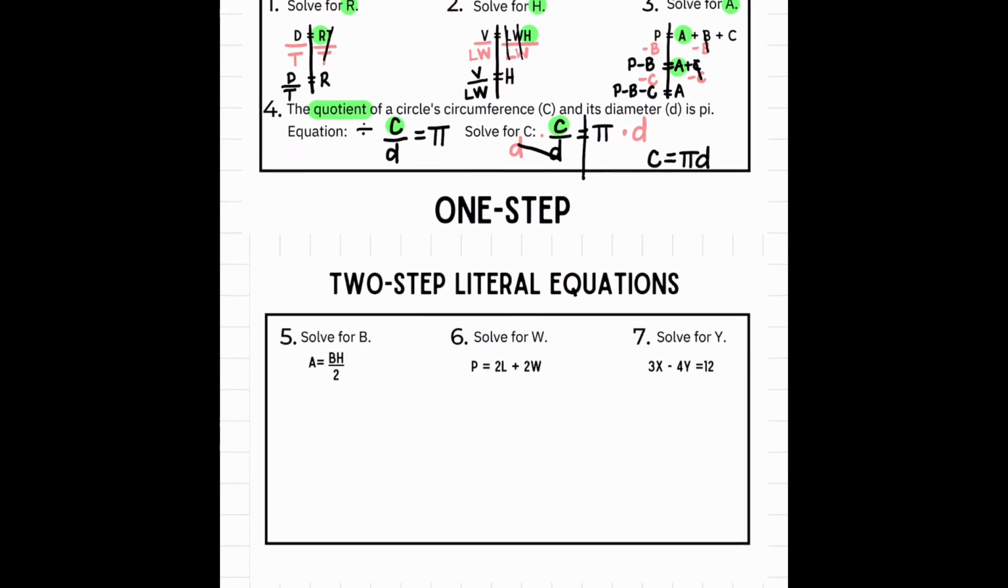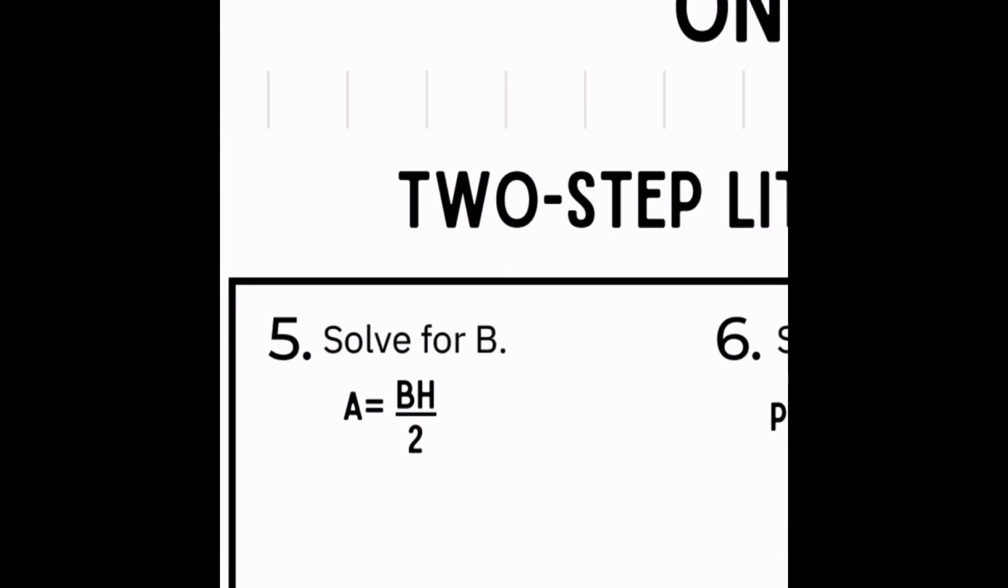All right, so if we step this up just a little bit, we also have equations that we can solve with more than one step. The next one we're going to look at, they want to solve for b. I have a couple of things happening here. I have b being multiplied by h and being divided by 2. So we're going to have to use that opposite order.